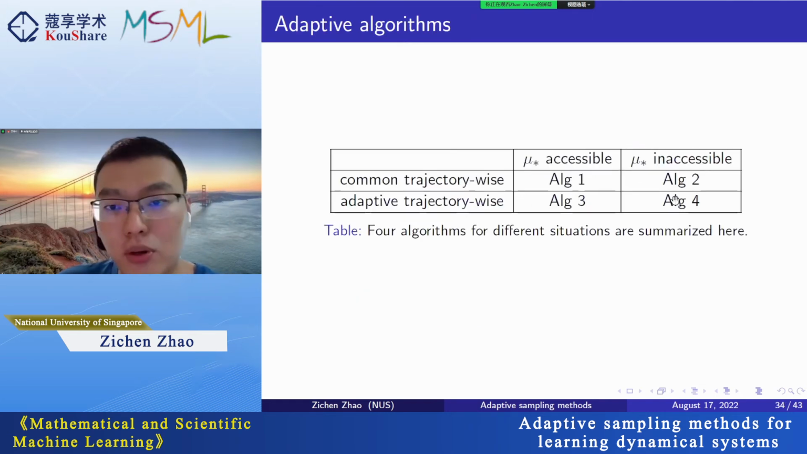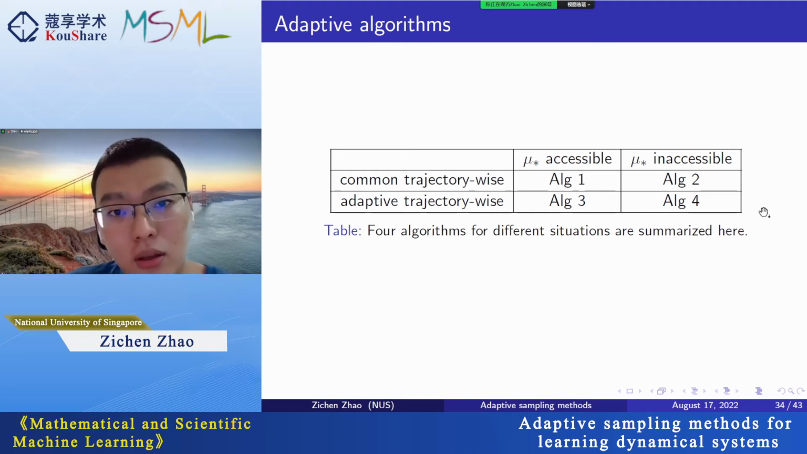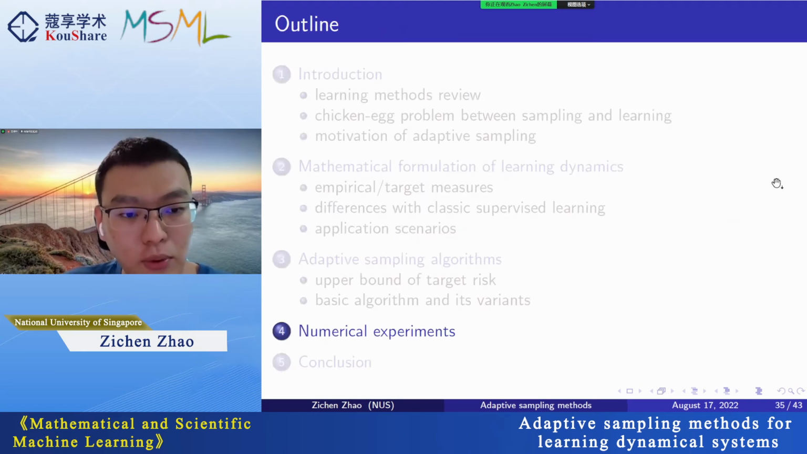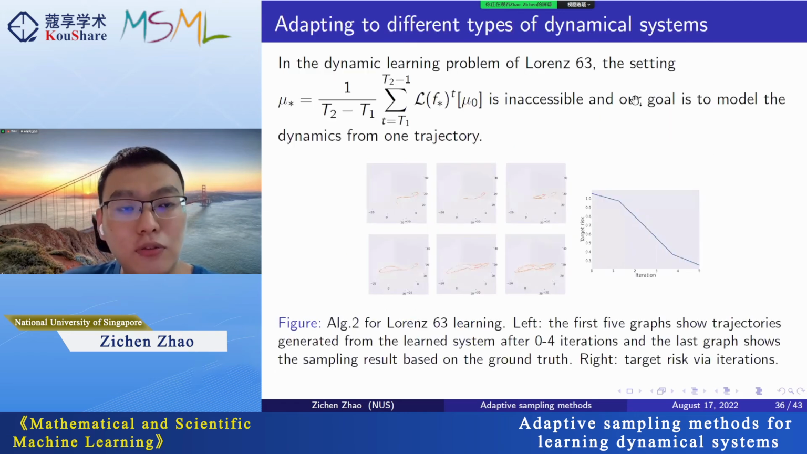Finally, we also have algorithm 4, which combines both inaccessible target measure and adaptive trajectory-wise sampling. And we summarize all 4 algorithms in this table. Next, we will show some numerical results. So first, we want to show our sampling method can be adaptive to different types of dynamical systems.